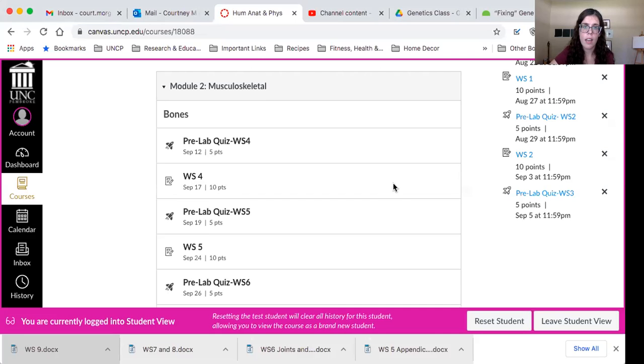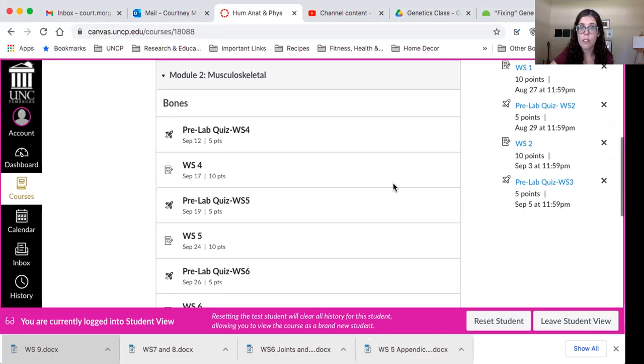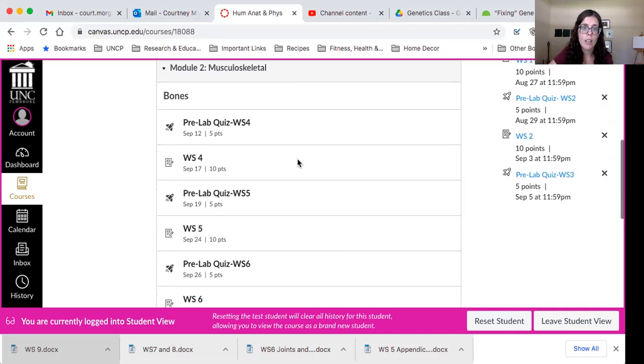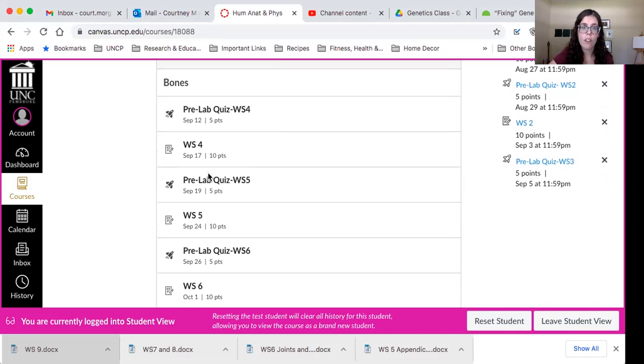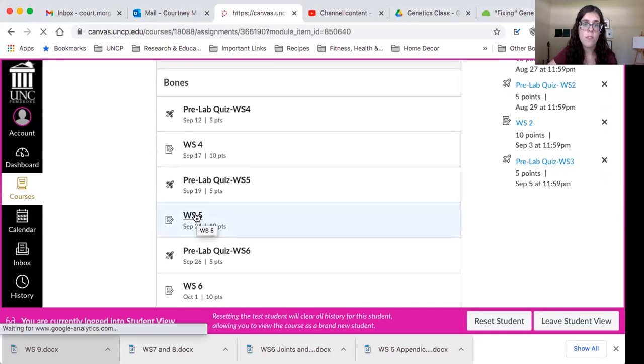Let's continue looking at the bones. So let's start by looking at Canvas. Again, keep an eye on the right side of your screen that will have upcoming due dates. We have that pre-lab quiz first on worksheet 5, so print it out, look at it, then answer those 5 multiple choice questions, and then click on worksheet 5 here.